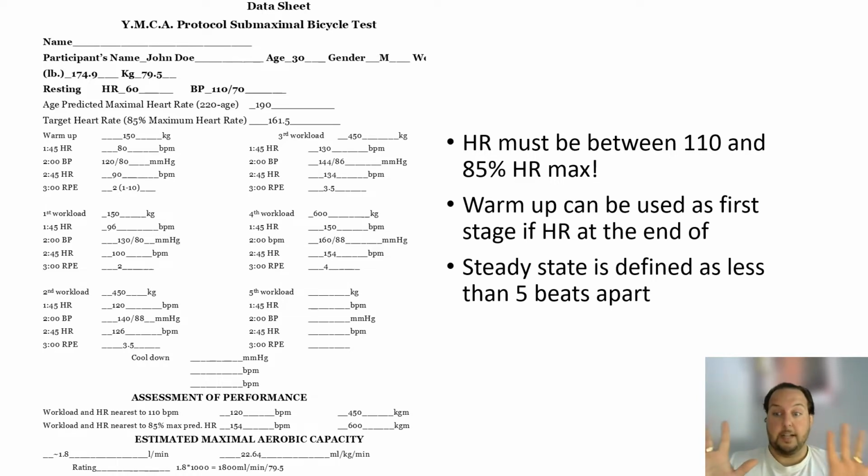Now, I should say, disclaimer, I should have said this in the beginning, there are a certain set of rules that tell us if we should terminate a test early due to blood pressure, heart rate, RPE, signs or symptoms of cardiovascular events. There's a whole set of those in the ACSM's guidelines. This example assumes everything went fine with no problems. We get our target heart rate, 85% max, 161.5.